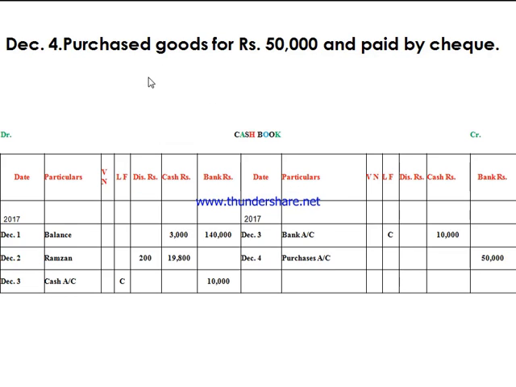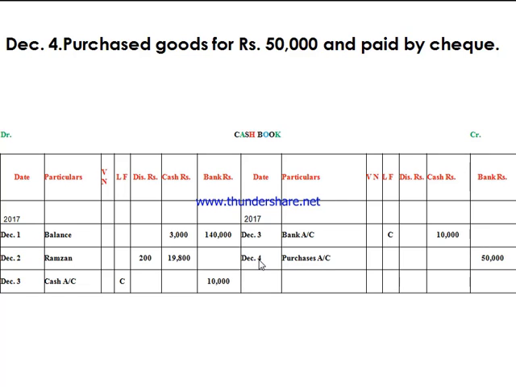Transaction number 4, purchased goods for rupees 50,000 and paid by check. This business, this organization has purchased goods worth rupees 50,000 and the payment is made by check. Payment is made from the bank. Therefore, we will go to the payment side, the credit side.